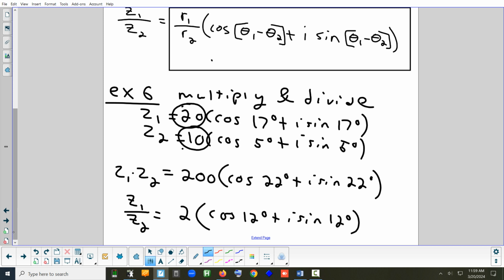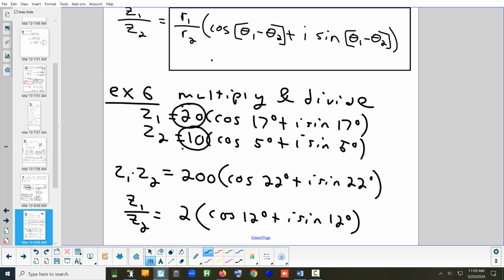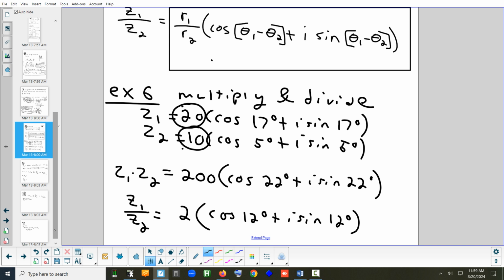So trig form gives us a quick way to do four things. Multiply and divide, I just showed you. And the two things I'm going to show you tomorrow are raising to a power and taking a root. Those are opposites, powers and roots. Does everybody have that? We're good?